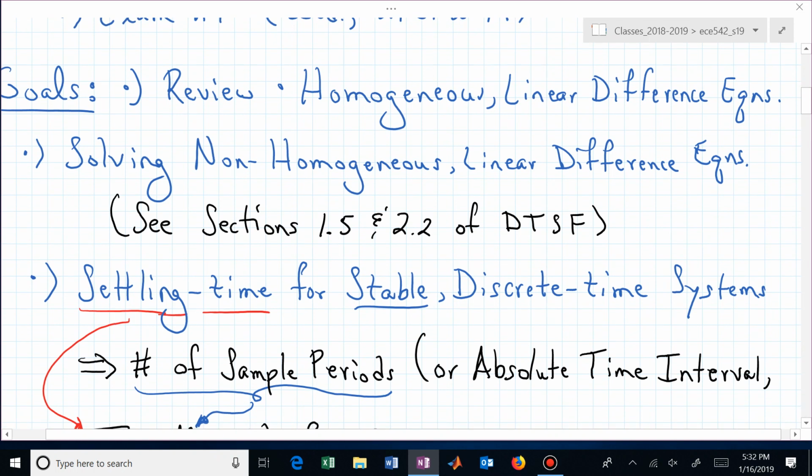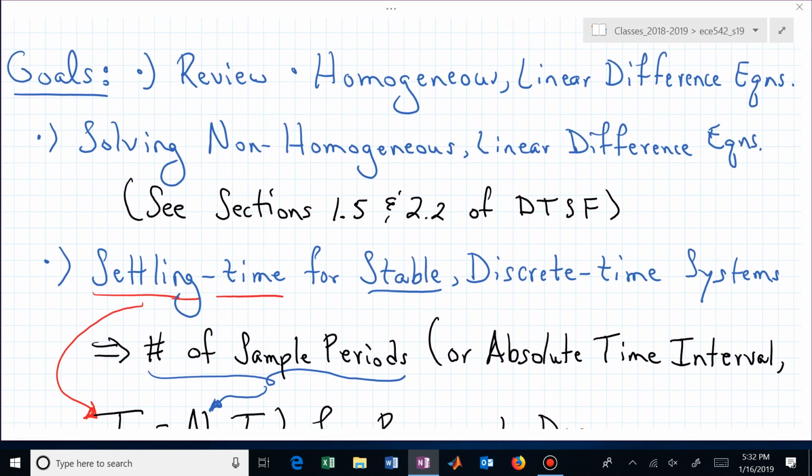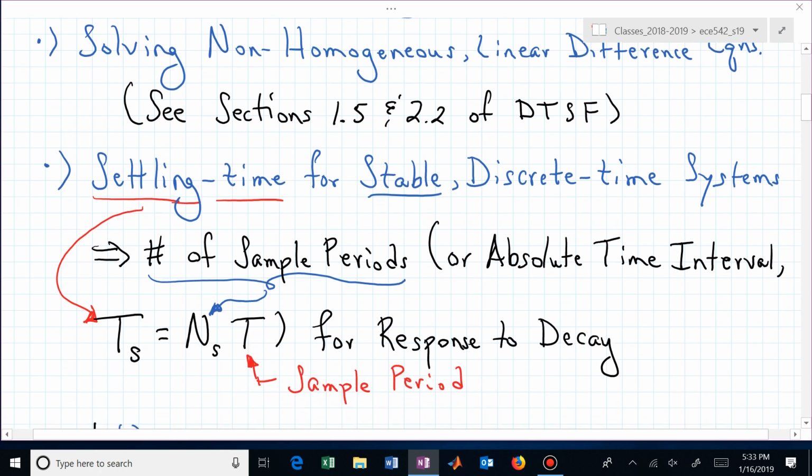Today, you may think, wow, we have a lot of goals, and I do have quite a few things to get through, but I'm including actually some information in those goals so that you're thinking ahead or your mind is locked into where we will be going. First, we'll review what we talked about last time, which is the solution to homogeneous linear difference equations. We'll expand that to solving non-homogeneous or forced linear difference equations. And if you want some additional material, you might look in Chapter 1.5 and Chapter 2.2 in DTSF. That's the Discrete Time System Foundation notes or write-up.